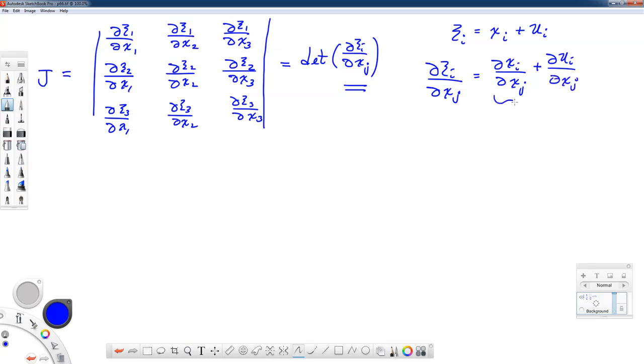Now this first term we've actually seen before, and that's going to be the Kronecker delta. So obviously if we take the partial derivative of x1 with respect to x1, then that will equal 1. If we take the partial derivative of x1 with respect to x2, then that will be equal to 0. So that is our Kronecker delta. And then we have this partial of ui with respect to xj.